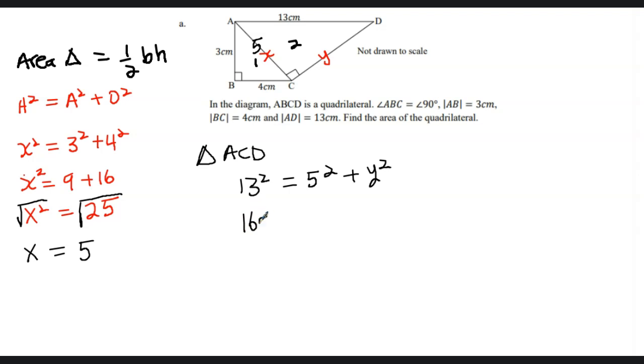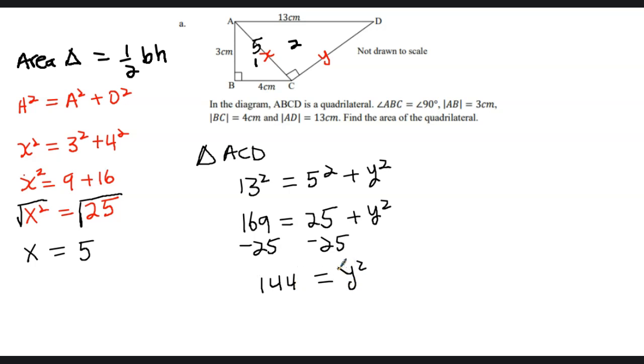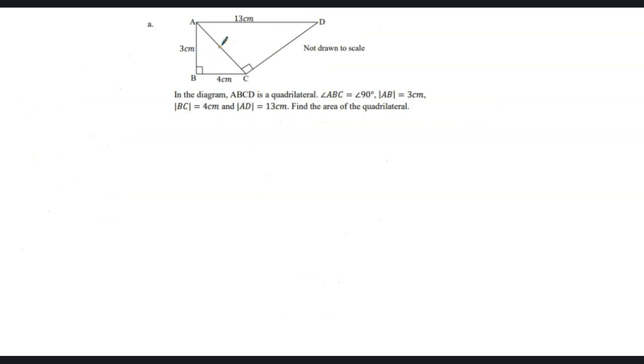13 squared is 169. 5 squared is 25, plus Y squared. We want to find Y, not Y squared, so we subtract 25 from both sides. That gives you 144. Then we take the square root on both sides, and that gives us 12. Awesome. So now we know this side is 12, and we can label 5 here and 12 here.